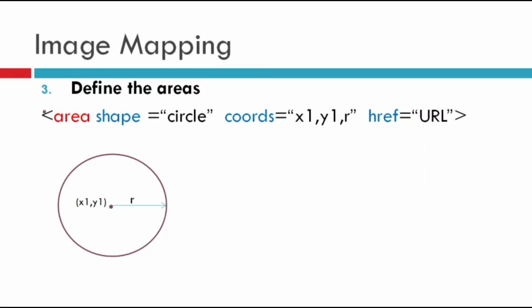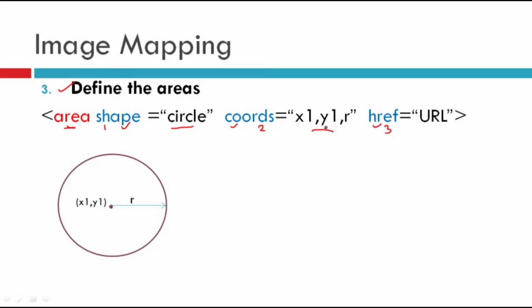The next step is we have to define the areas. The first area that we'll be working on is going to be the shape of a circle. This tag will begin with the name area, and there are going to be three important attributes. So just keep in mind there are going to be three steps and three attributes for the tag area. The first shape we are going to consider is a circle, and the circle to be plotted will have three coordinates: x1, y1 and r.